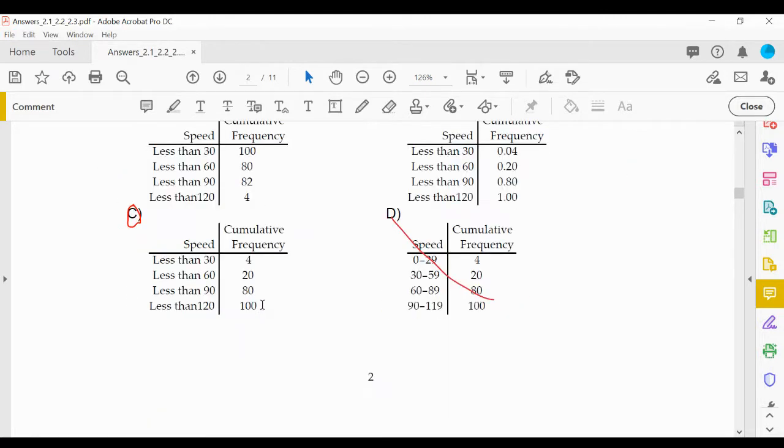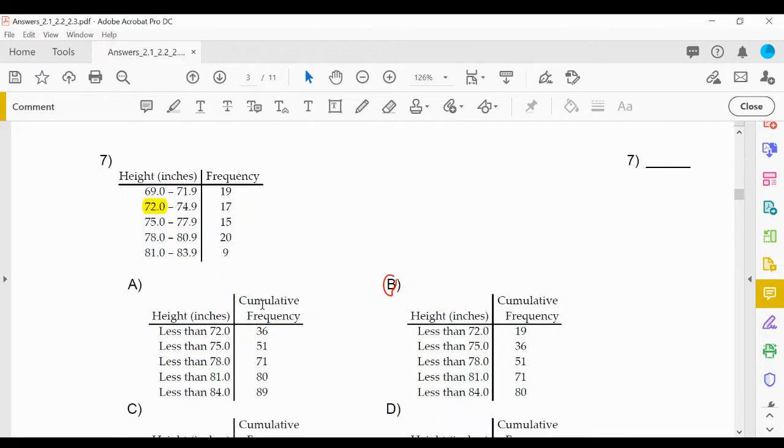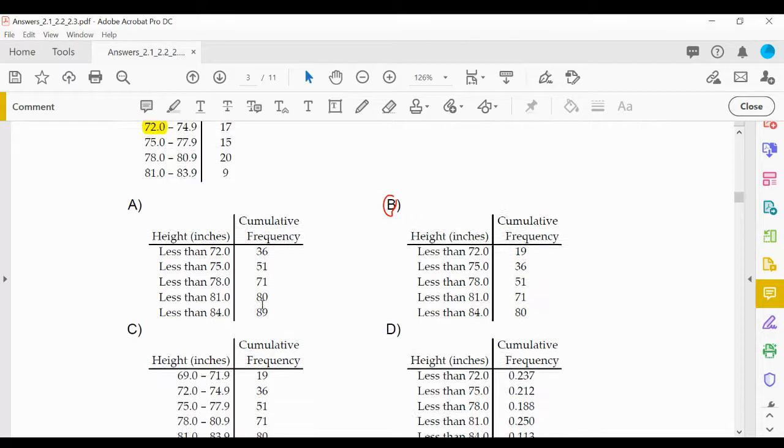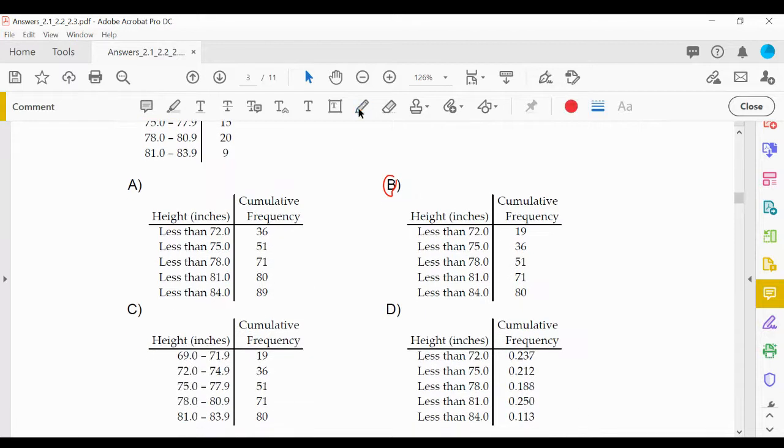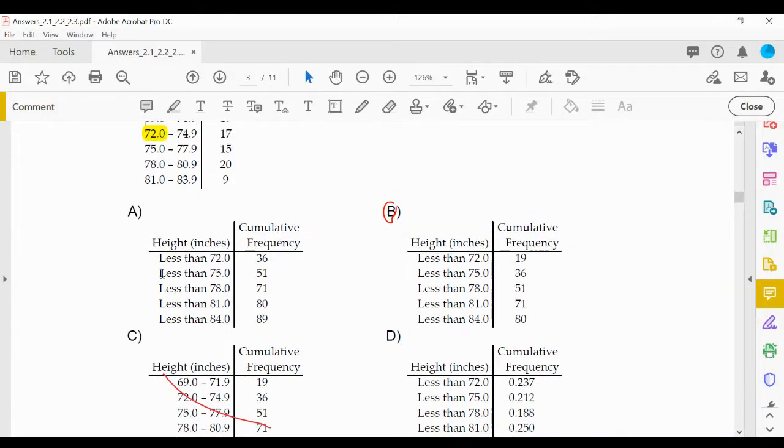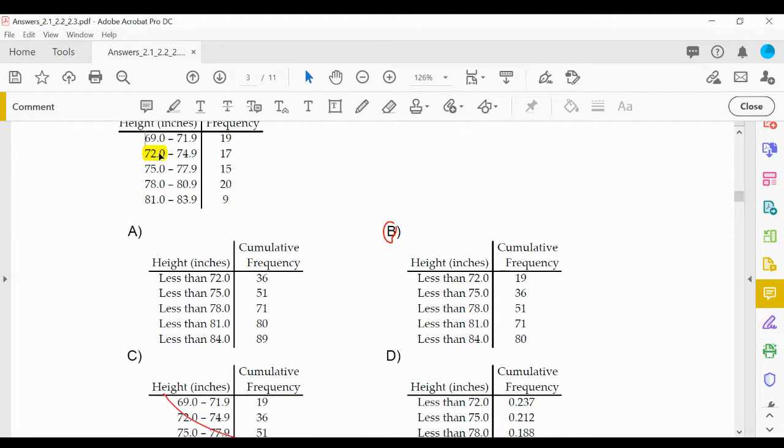All right, so number 7, same idea here. Cumulative frequency always starts out with the words less than, so already I see that it can't be letter C because it doesn't have the words less than. And it always begins with the lower class limit of the second class, 72. Now, how many values were less than 72?